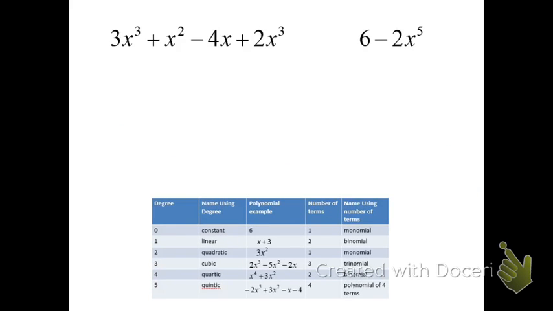All right, 2 more examples. Let's go. It's almost in descending order, but those 2 need to be combined. So it would be 5x to the third, then plus x squared, then minus 4x. So it is a cubic from right here, and then it has 3 terms, so it's a trinomial.